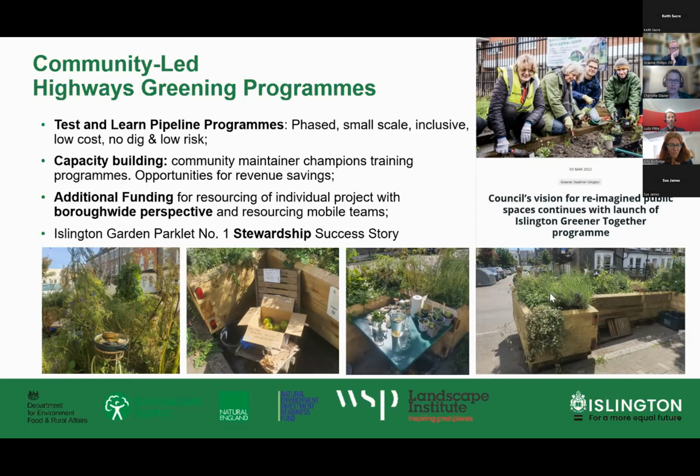And we're also looking ahead, beyond the individual projects, at the wider borough-wide impact of new community-led urban greening programs. This slide shows the Islington Garden Parklet, which has been designed specifically for community-led greening. You can see there's been a plethora of activities, and just in one little car parking space, it's had a huge impact on a micro scale. It's become a place rather than just a parking place.